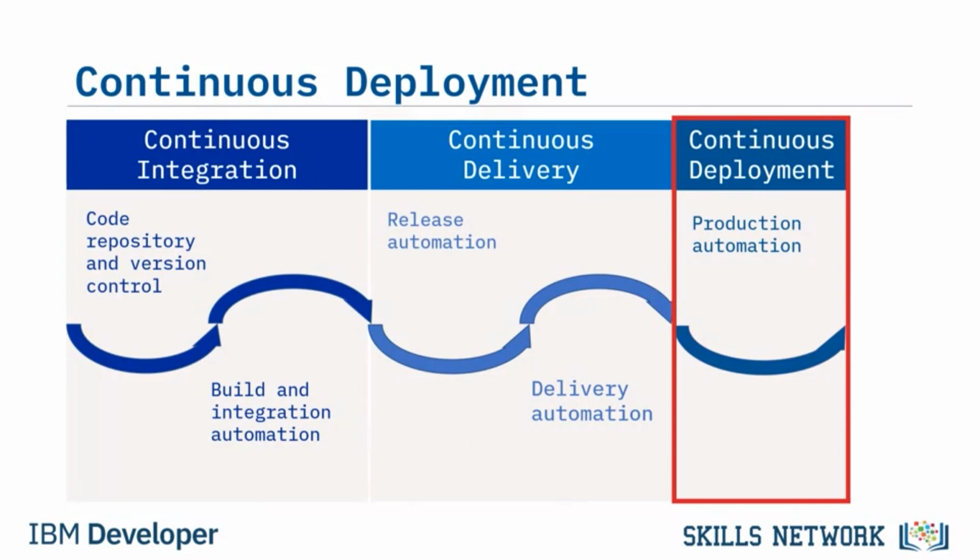So you'll hear these two terms, continuous delivery and continuous deployment, and it's important to understand that they don't mean the same thing. Continuous delivery is delivering it somewhere other than production, and continuous deployment is delivering it to production.